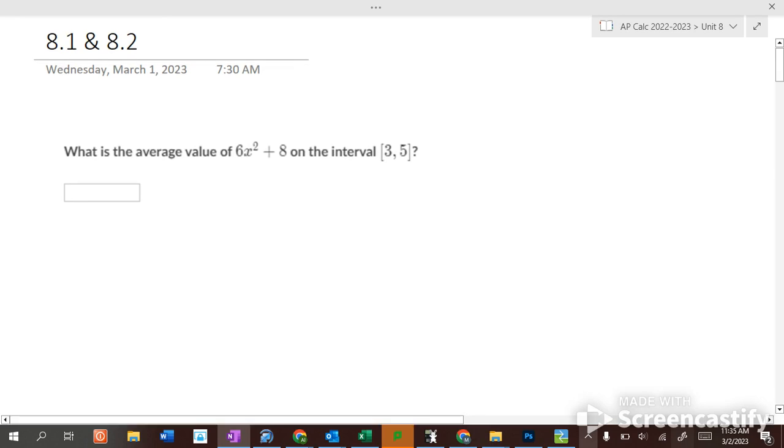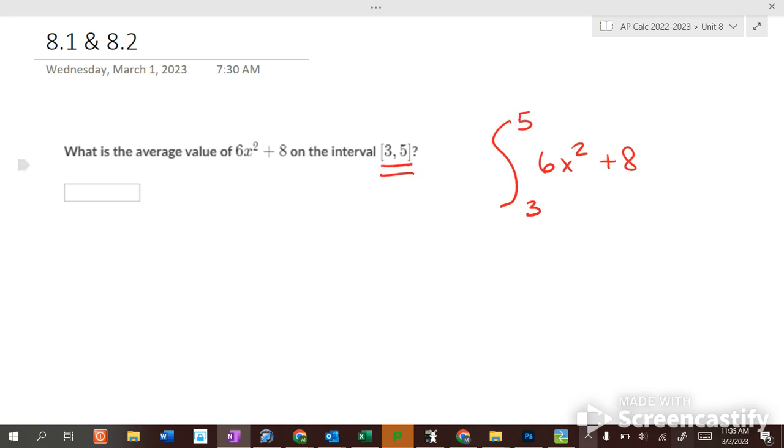Nice. Okay. Average value of a function. To find the average value of the function, you take the integral of the function from the points where we're at, and then we divide it by the difference of the points. Okay? That's the average value of a function.